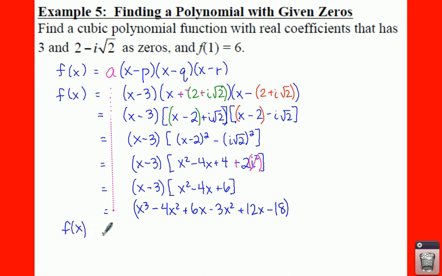Once again, we simplify everything. So we get an a out front, x cubed minus 7x squared plus 18x minus 18. Alright, so we've done the most difficult part. Unfortunately, we still have this a and this f of x and everything to simplify. This is where f of 1 equals 6 is going to come in handy, because we're going to use this to help solve for a.